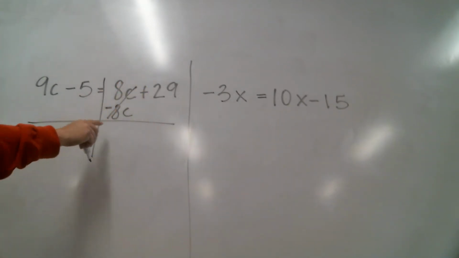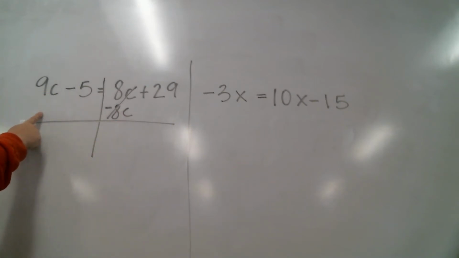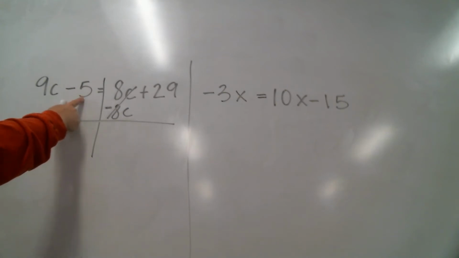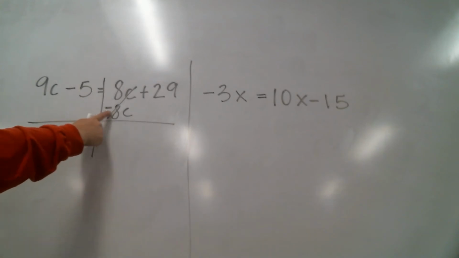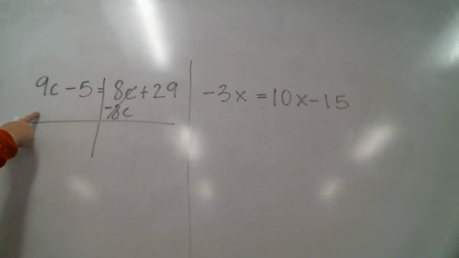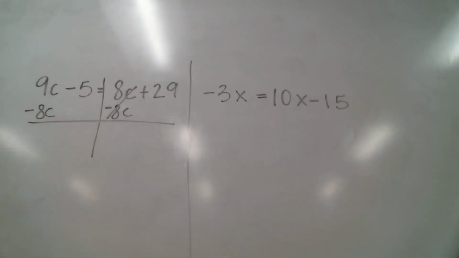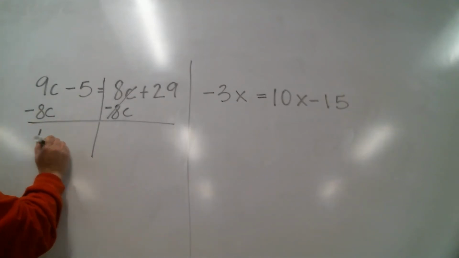But then since I subtracted 8c from over here, I'm going to have to come over here. I can't subtract it from this -5 because this isn't a like term, but I'm going to have to remove it from here. Remember, I subtracted 8c here, so I'm going to have to come over here to my 9c and subtract 8c. So 9c minus 8c is just 1c. And I'm going to rewrite.